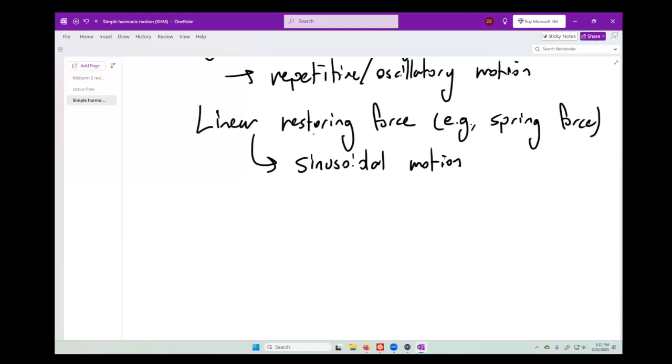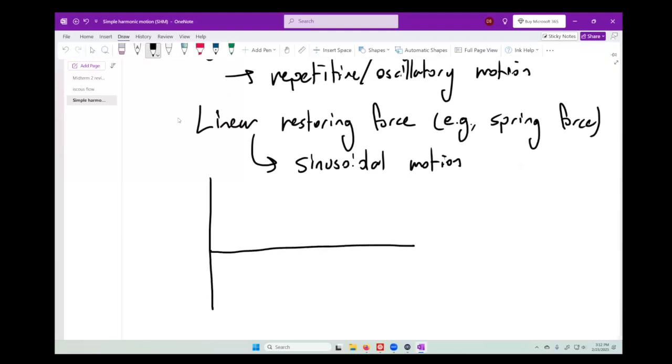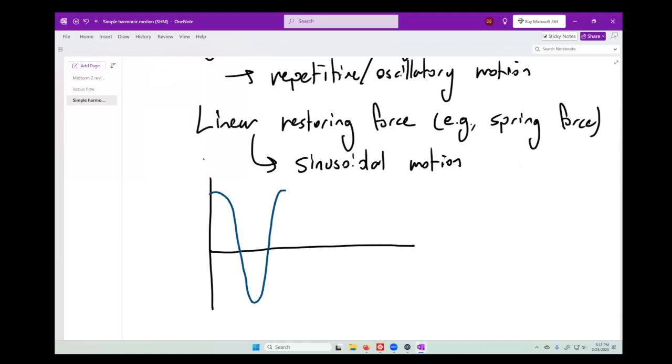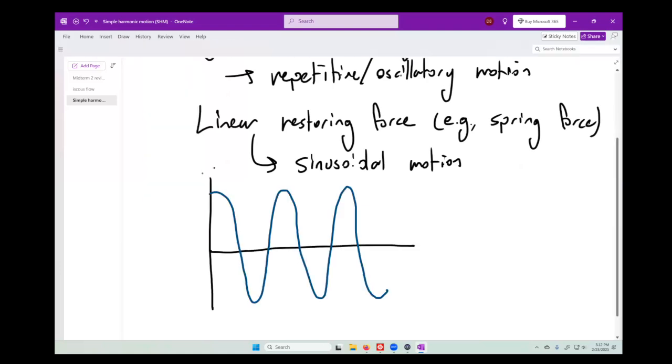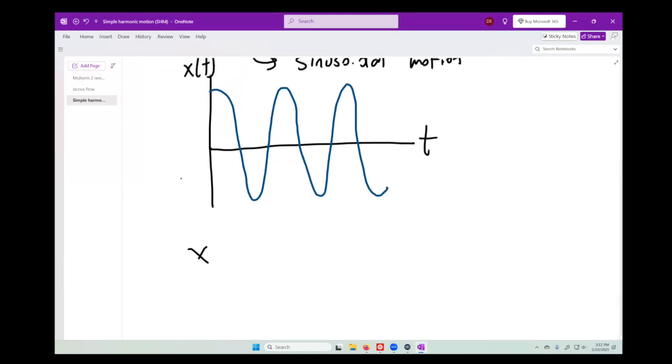What we get is a sinusoidal motion, like this. And when I say it's sinusoidal, I mean if we plot the position as a function of time, we get a graph that's sinusoidal. So we want to write down the position as a function of time. That would look like this.